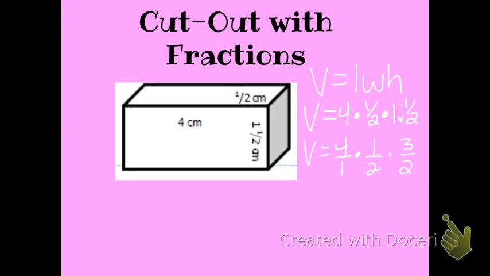4 times 1 times 3 is what? 12. 12 over, what's 1 times 2 times 2? 4. Good. So we have 12 over 4. Divide 4 into 12 and we get 3. So our answer is 3, but we're not finished because we haven't labeled it. I'm going to write it down here so you can see it. 3, and it's in centimeters, and they're squared, cubed, or plain? Cubed. We've got to put a little 3 because it's volume.